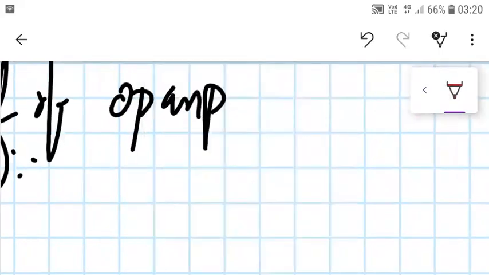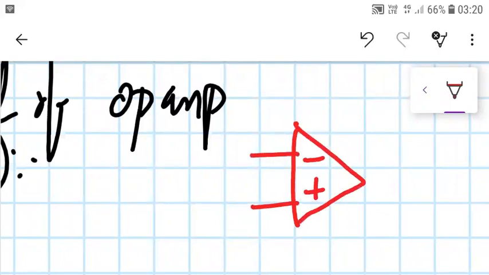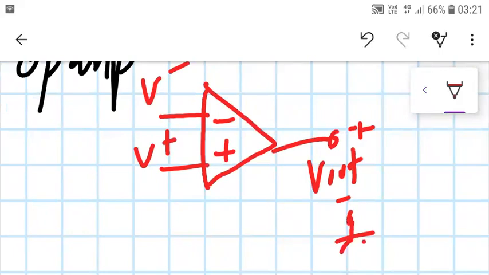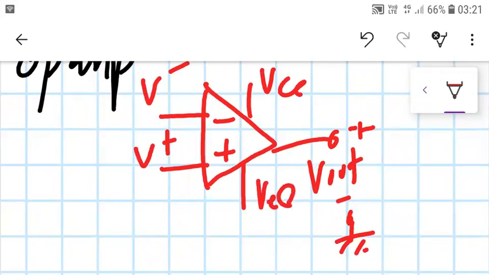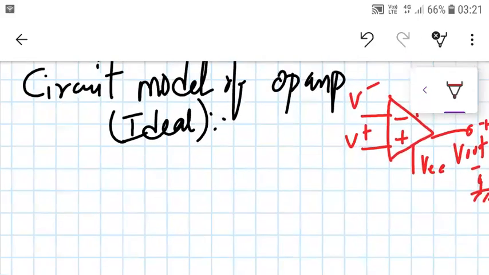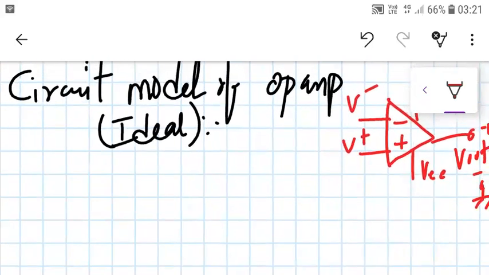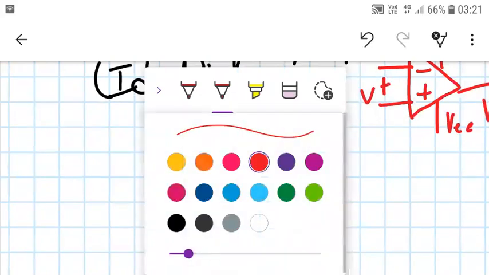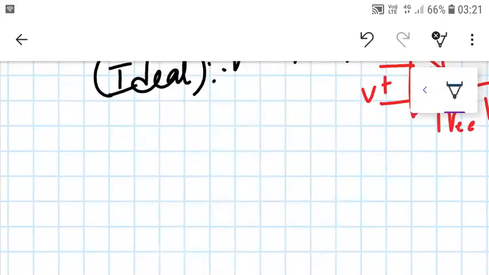Now let me quickly draw an op-amp. So an op-amp consists of two input terminals, V minus and V plus, and an output terminal, V out, with respect to ground. It's understood, no need to show VCC and VEE every time. Okay, so I am drawing now. We are going to see how the circuit model of an op-amp looks like. So now let me take my pen again and let us start drawing it.